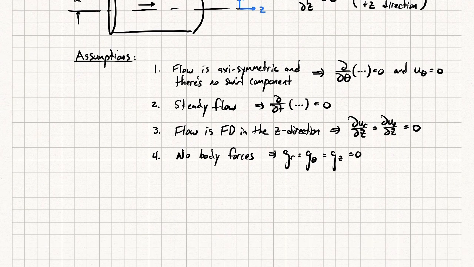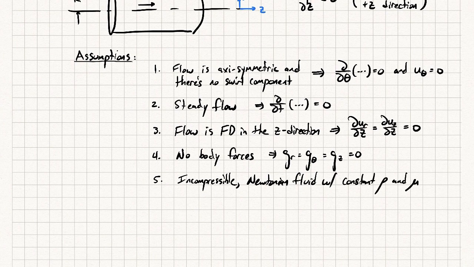And then assumption 5, we've already said this, is we'll assume that we're dealing with an incompressible Newtonian fluid with constant density and dynamic viscosity. So we don't have to worry about how the viscosity is changing with respect to pressure or location or anything like that. We don't have to worry about any of that. Those are just constant values.